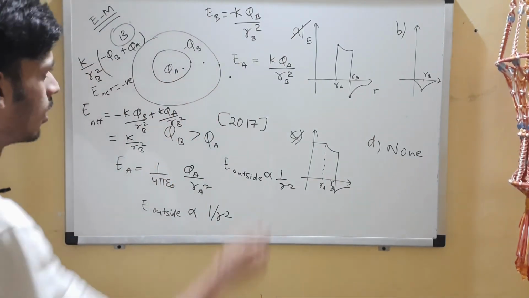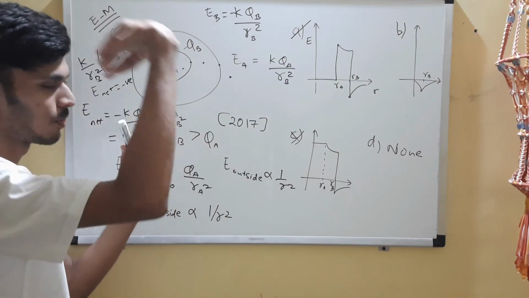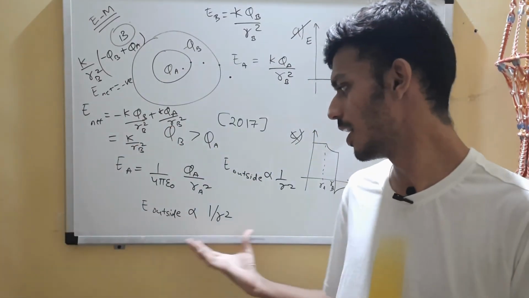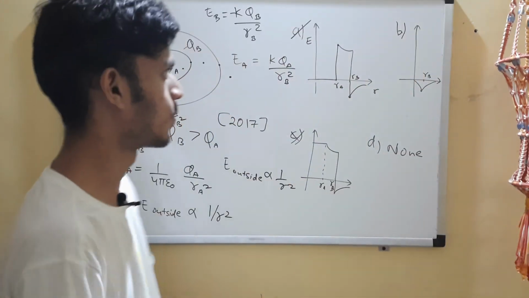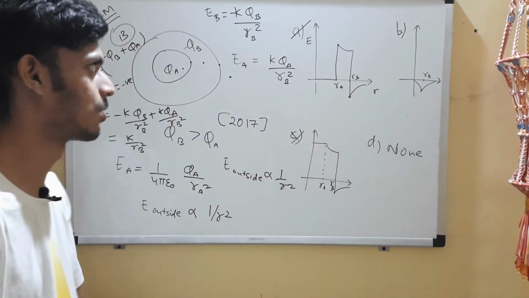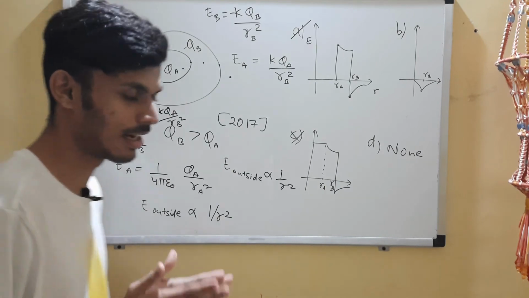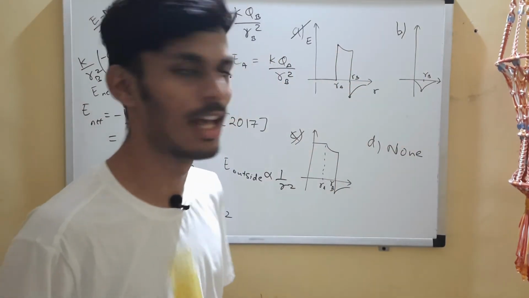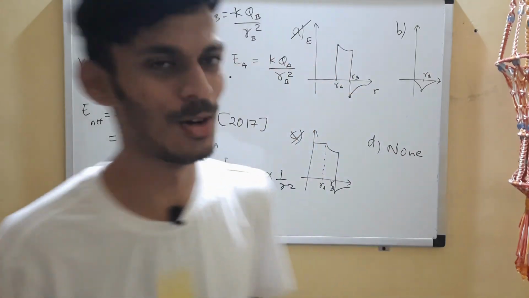And then we took it to the next region, which was outside both the shells. Outside both the shells, of course the relation will be inversely proportional to r squared. So again you can see that relation. So option A is the correct choice over here. I think there is some error in B, just forget about it. Let's move to the next question now.